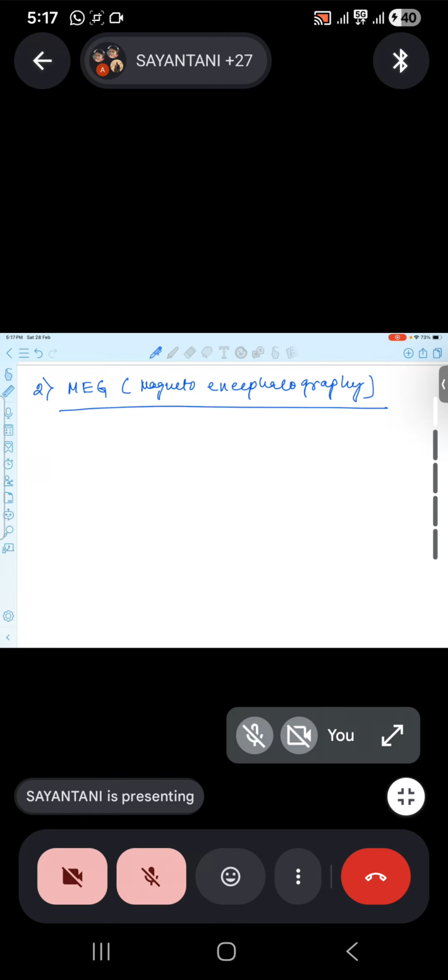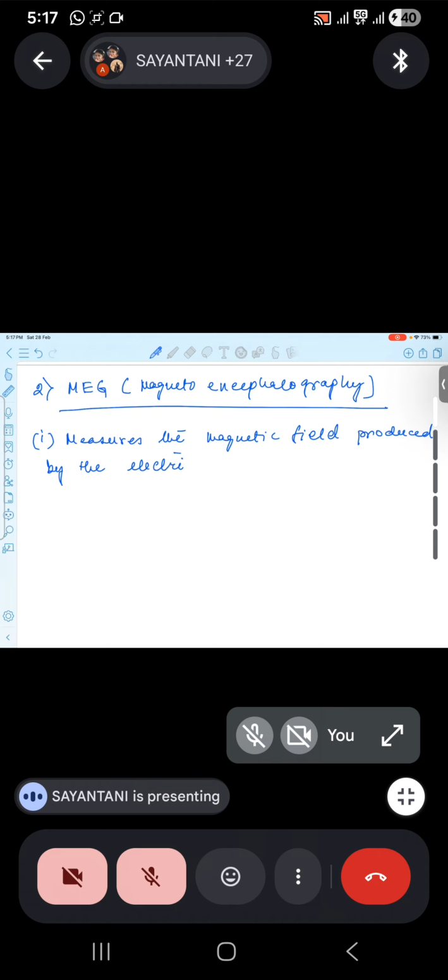So what happens over here is that the first characteristic is that it measures the magnetic field produced by the electrical activity in the cortical region or the cortex.